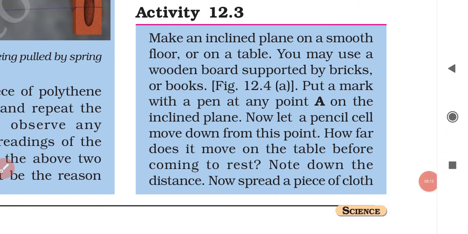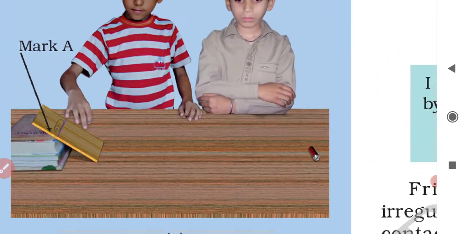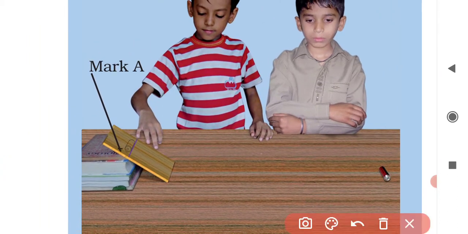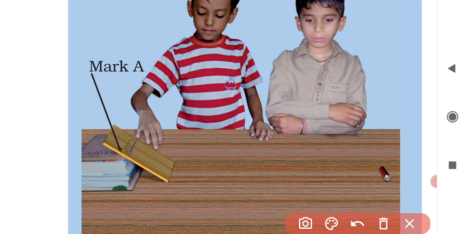Now let us see activity 12.3. So you have to make an inclined plane on a smooth floor or on a table. As you can see from figure 12.4 here, these two boys have made an inclined plane on a smooth floor. They have used a cardboard, or you can use a book also, so as to make an inclined plane. They have marked A in this position.